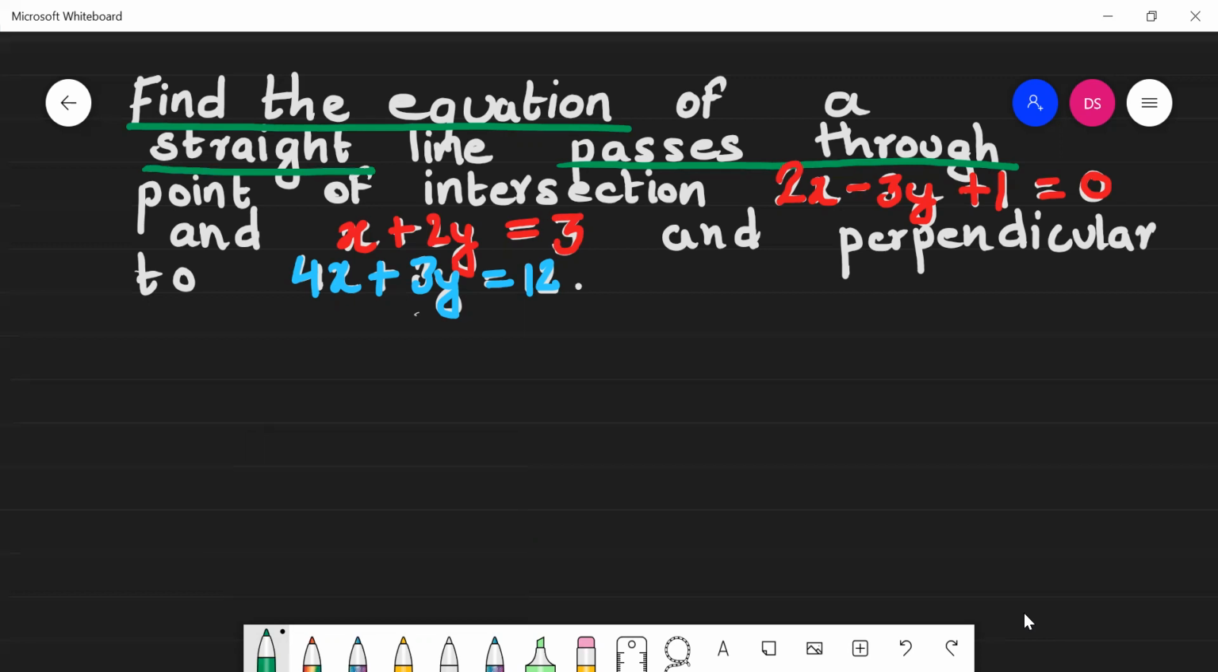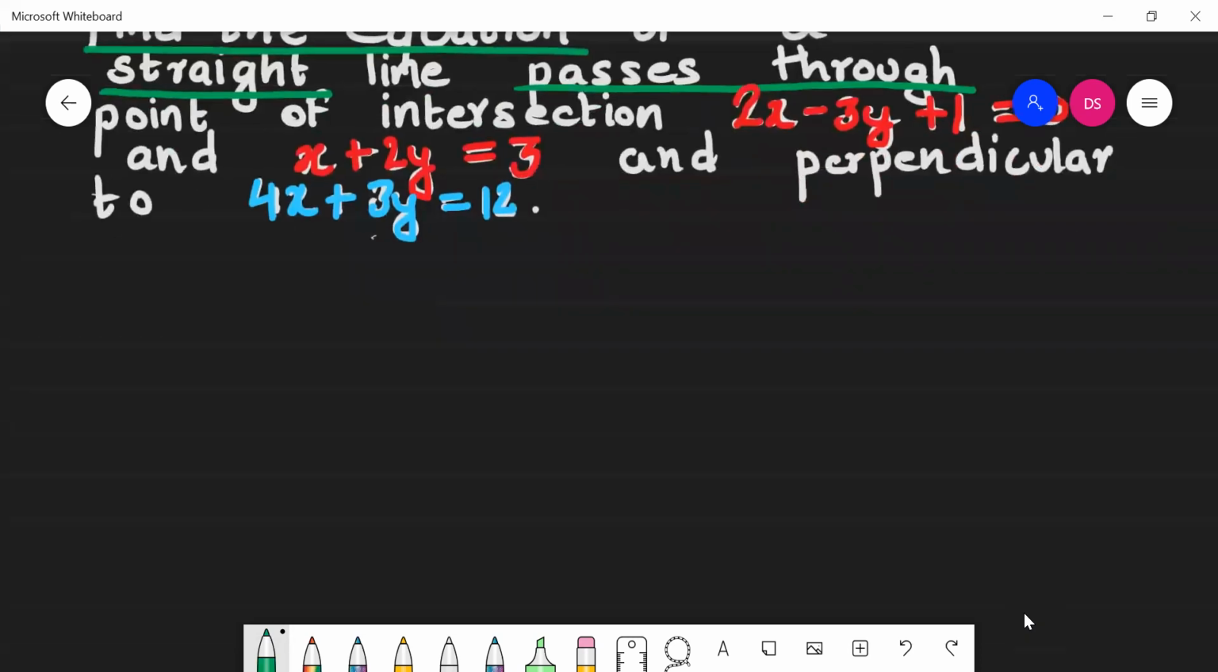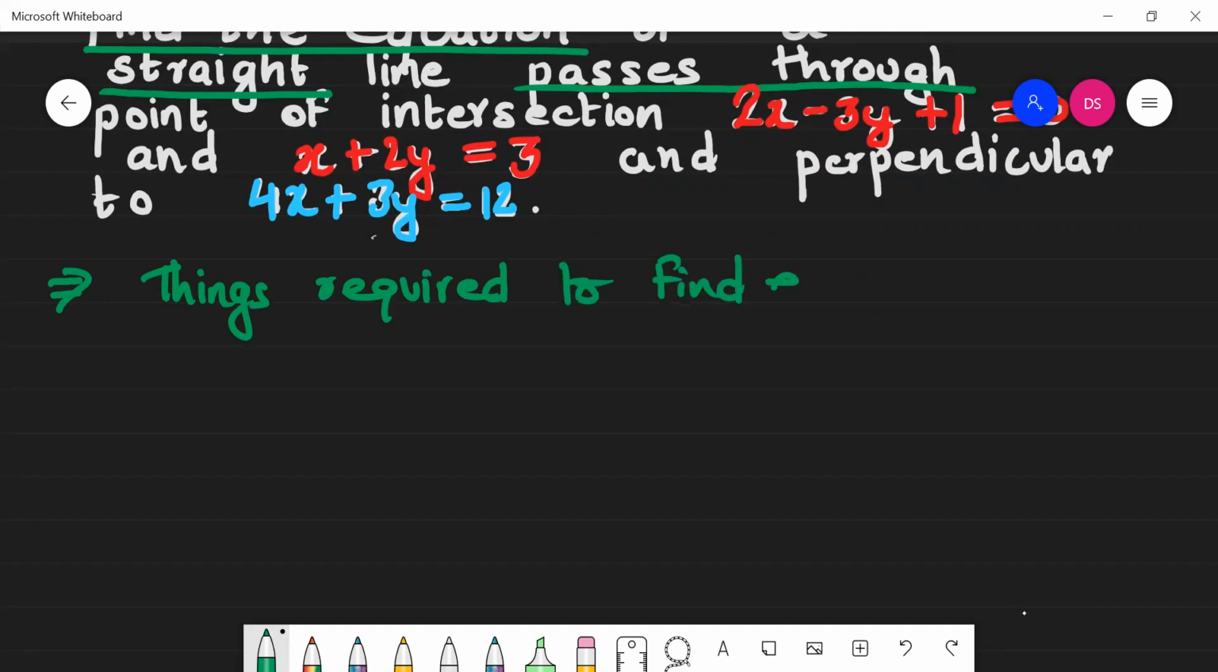So now, before you start, you should first know what things are required while finding the equation. Always, whenever you are finding an equation, you should know these things. What are the things required to find the equation? So this is just an analysis. It's not a solution, but this analysis should be known.